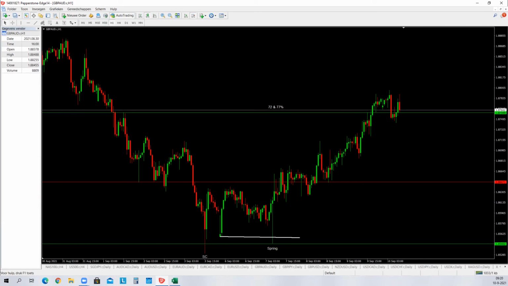And this is a great example of a setup with edge. So great probability of success, clean absorption below these lows, great location on the daily time frame because of this rejection. And yeah, everything just lined up.